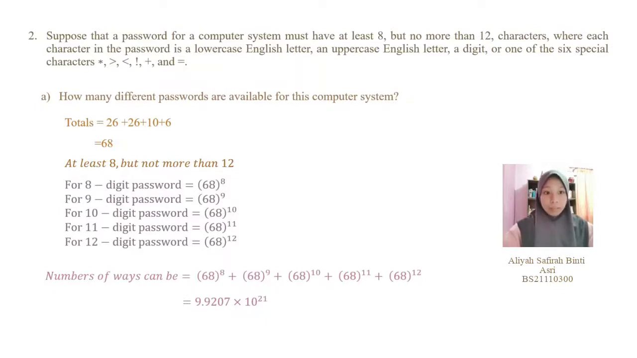Then we find the number of ways the password can be by summing it all up from 8 until 12, which is 68 to the power of 8, plus 68 to the power of 9, plus 68 to the power of 10, plus 68 to the power of 11, plus 68 to the power of 12, which gives 9.9207 multiplied by 10 to the power of 21.